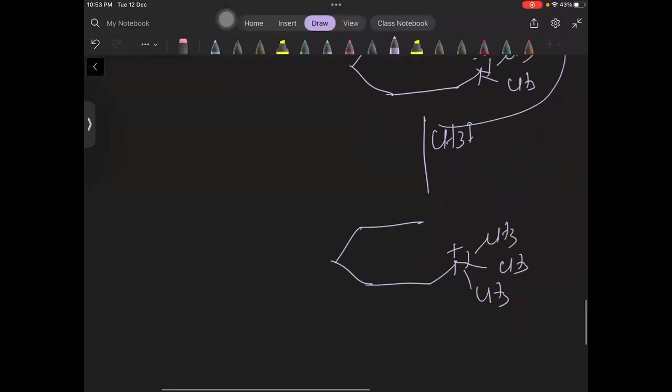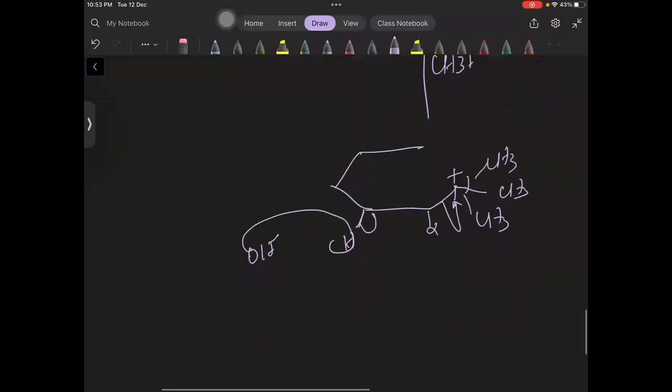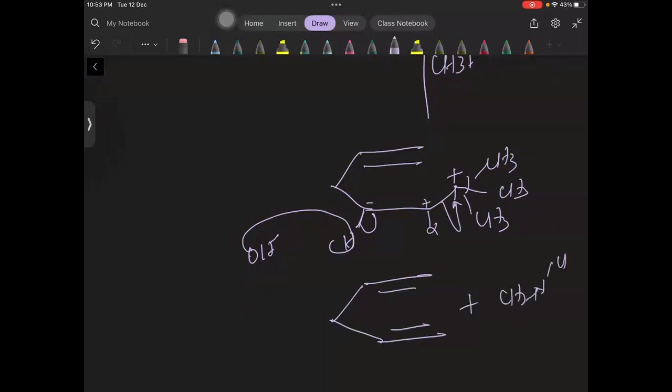Cations. Now again, here is the alpha position, here is the beta position. Alpha and beta contain H. So OH minus will again react, the lone pair will come, and the nitrogen will take up the electrons. Since there is negative charge here, the positive charge will come. So what happens? That bond will form, plus CH3 and CH3 will form.